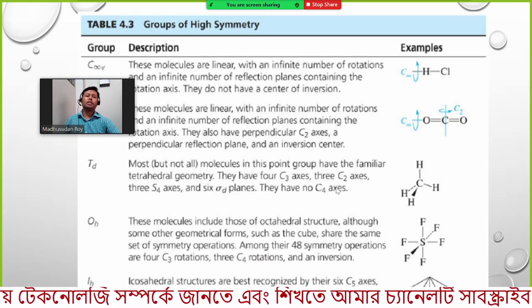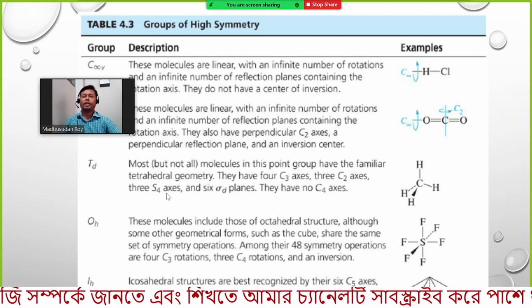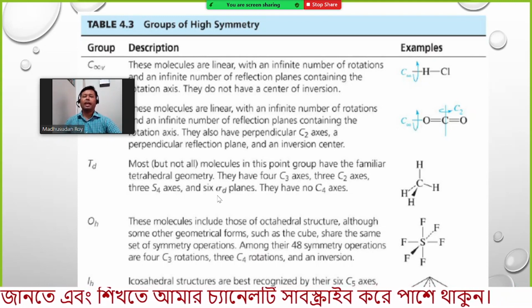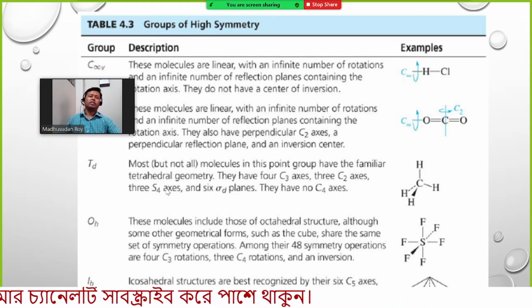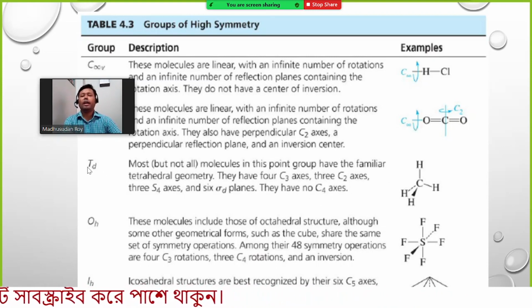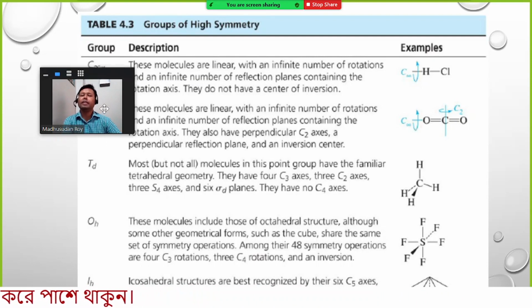They have 4 C3 axes, 3 C2 axes, 3 S4 axes, and 6 sigma d planes. They have no C4 axis. So these types of molecule have the Td symmetry, and many more.